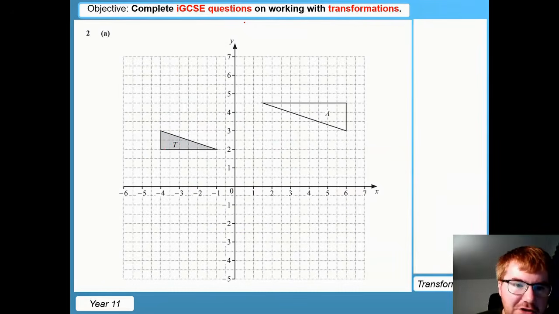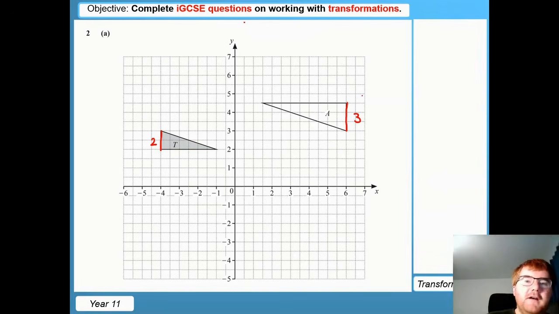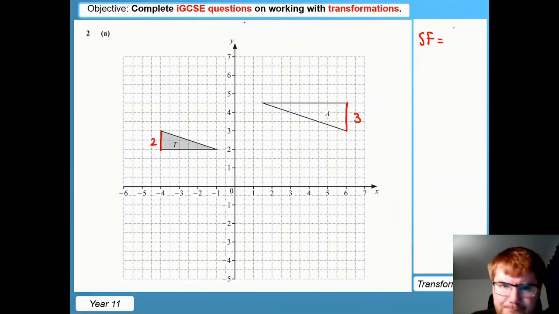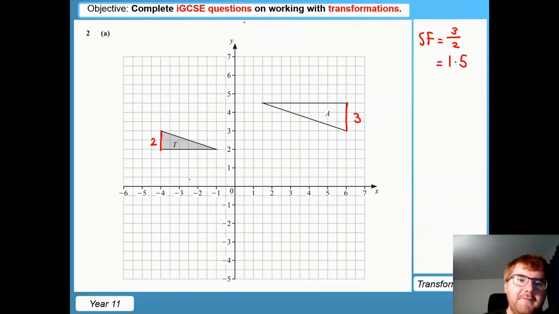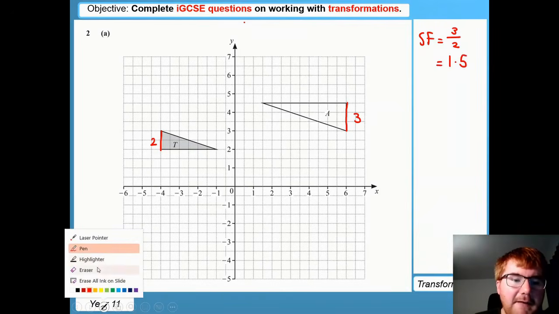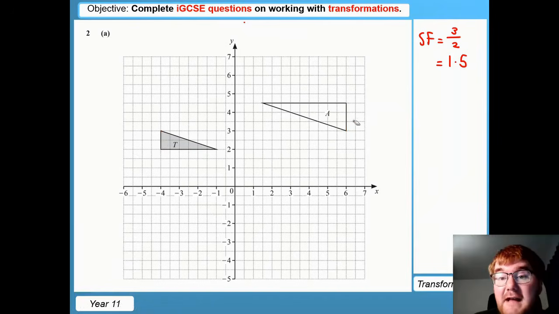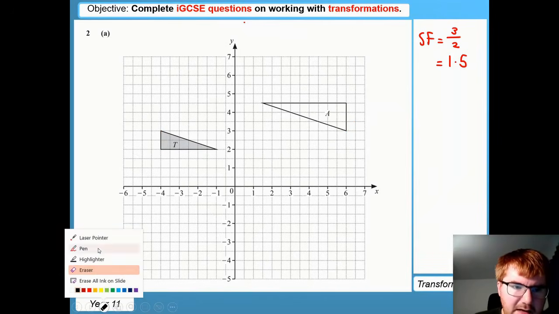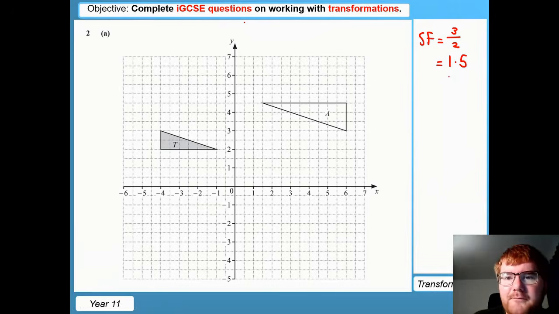Well, one thing you should always check is the length of the sides. So the length of this side is 2, whereas the length of this side is not exactly the same triangle. This is actually 3. So the way that we actually find out the scale factor is just simply do big divided by small, because we're going from T to A. So the scale factor is going to be 3 over 2, or equal to 1.5. So actually in this case we don't have a rotation or reflection, we actually have an enlargement. So that is going to be with a scale factor of 1.5.